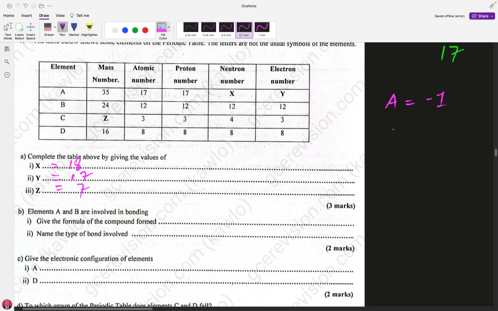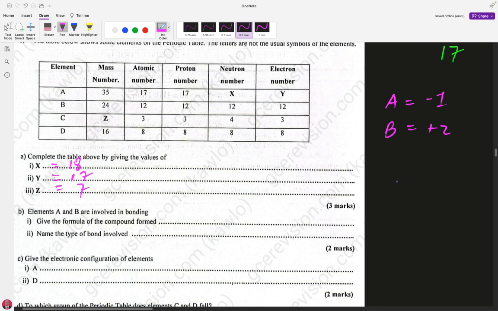Now, okay, go to B. B is a group 2 element, which is magnesium. So this is B. Group 2 elements have a charge of +2. Good. Now, give the formula of the compound formed.